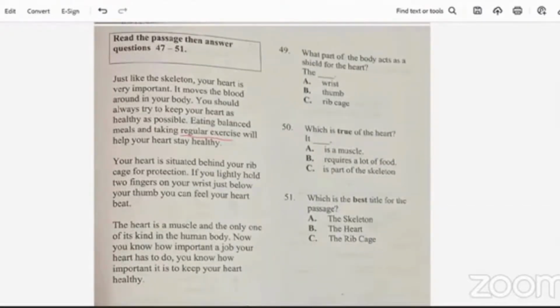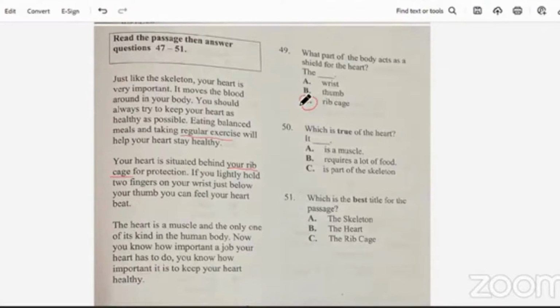All right, question 49. It says, which part of the body acts as a shield for the heart? Is it the wrist, the thumb, or the rib cage? And of course, in this part, it says your heart is situated behind your rib cage for protection. So the answer for that, what acts as a shield, is the rib cage.